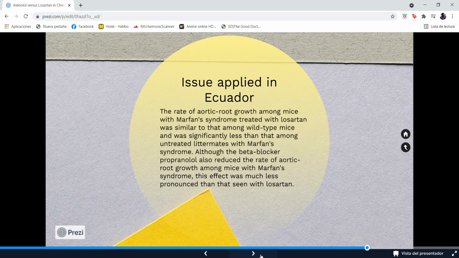The rate of aortic root growth among mice with Marfan syndrome treated with Losartan was similar to that among wild-type mice and was significantly less than that among untreated littermates with Marfan syndrome. Also, the beta blocker propranolol also reduced the rate of aortic root growth among mice with Marfan syndrome. This effect was much less pronounced than that seen with Losartan.